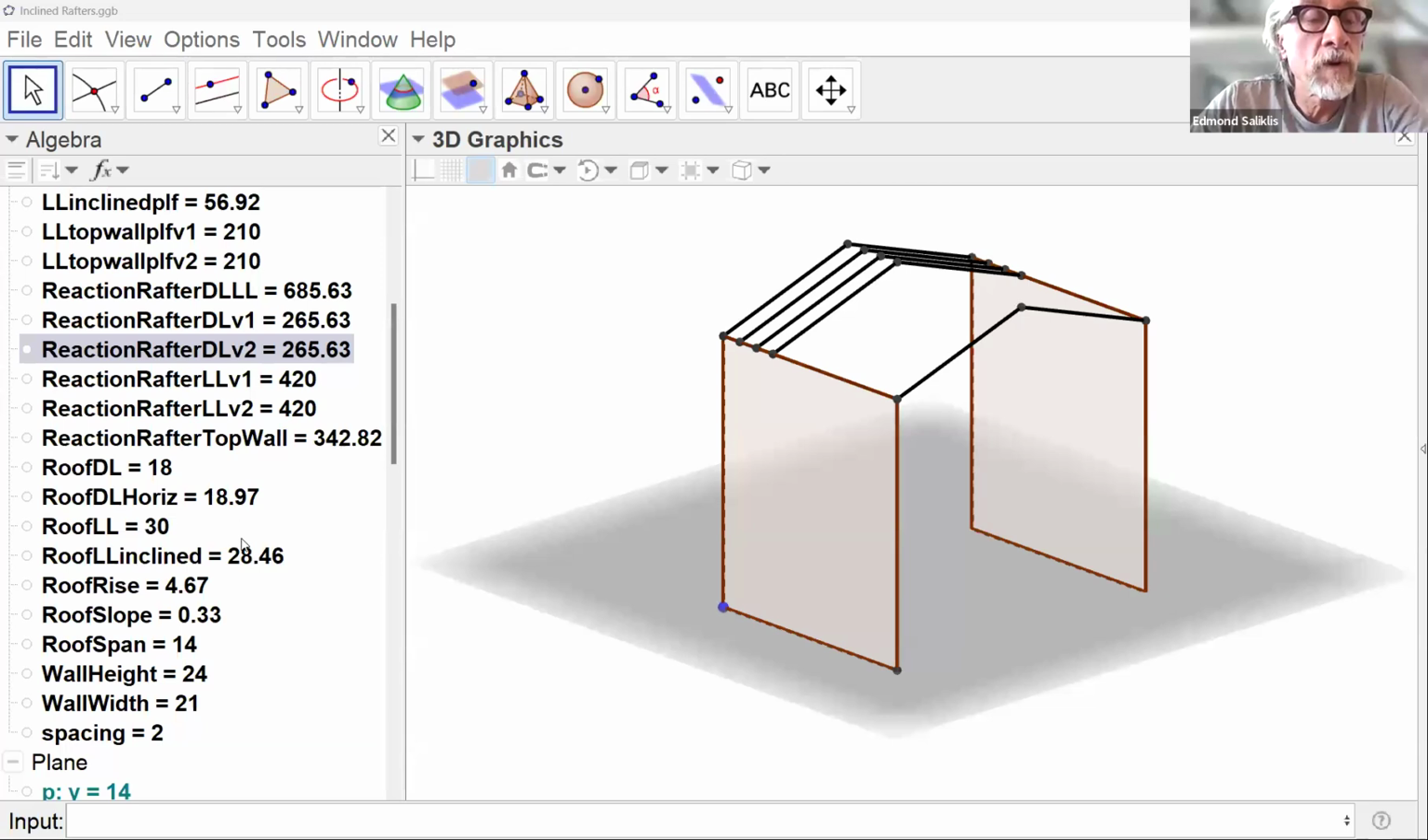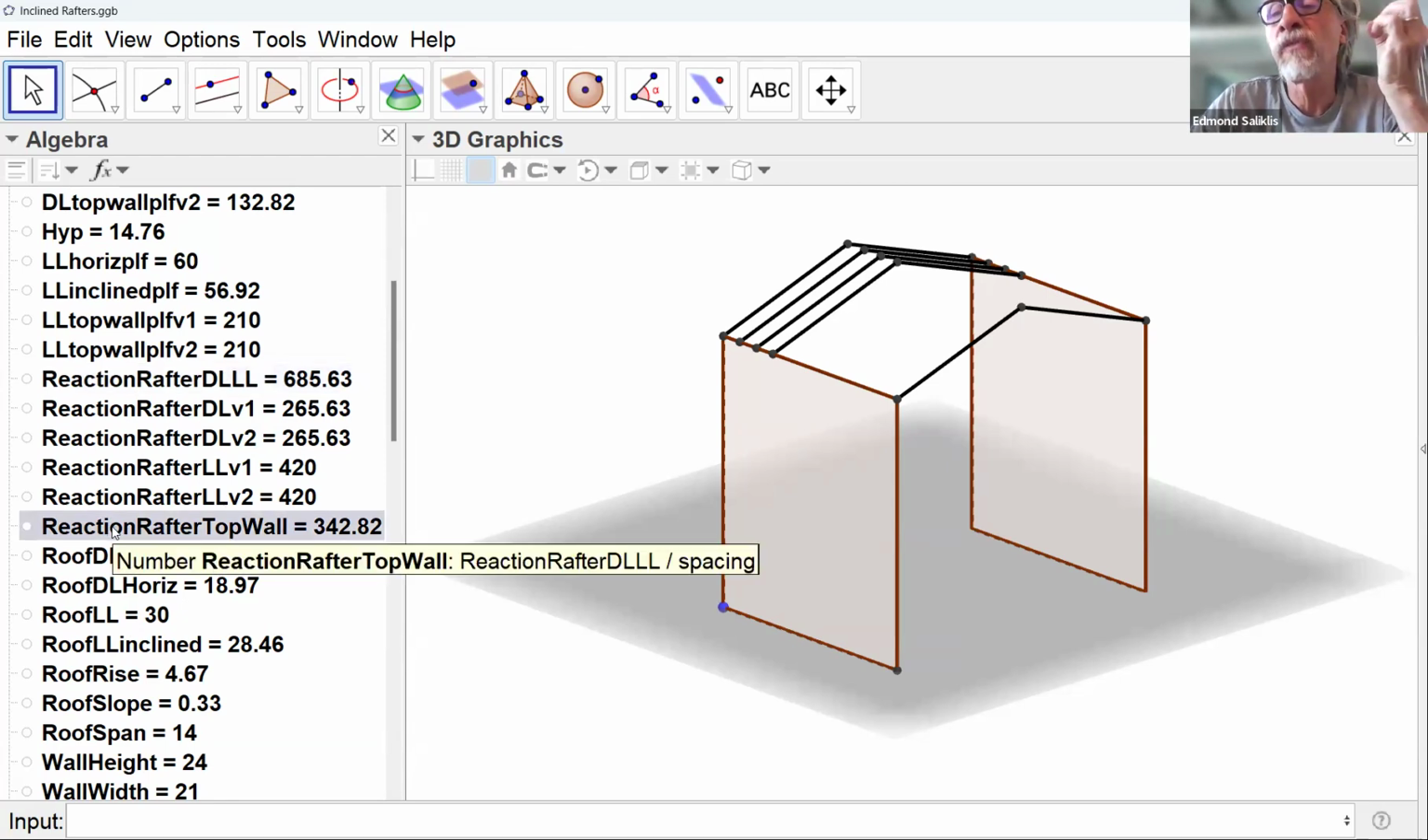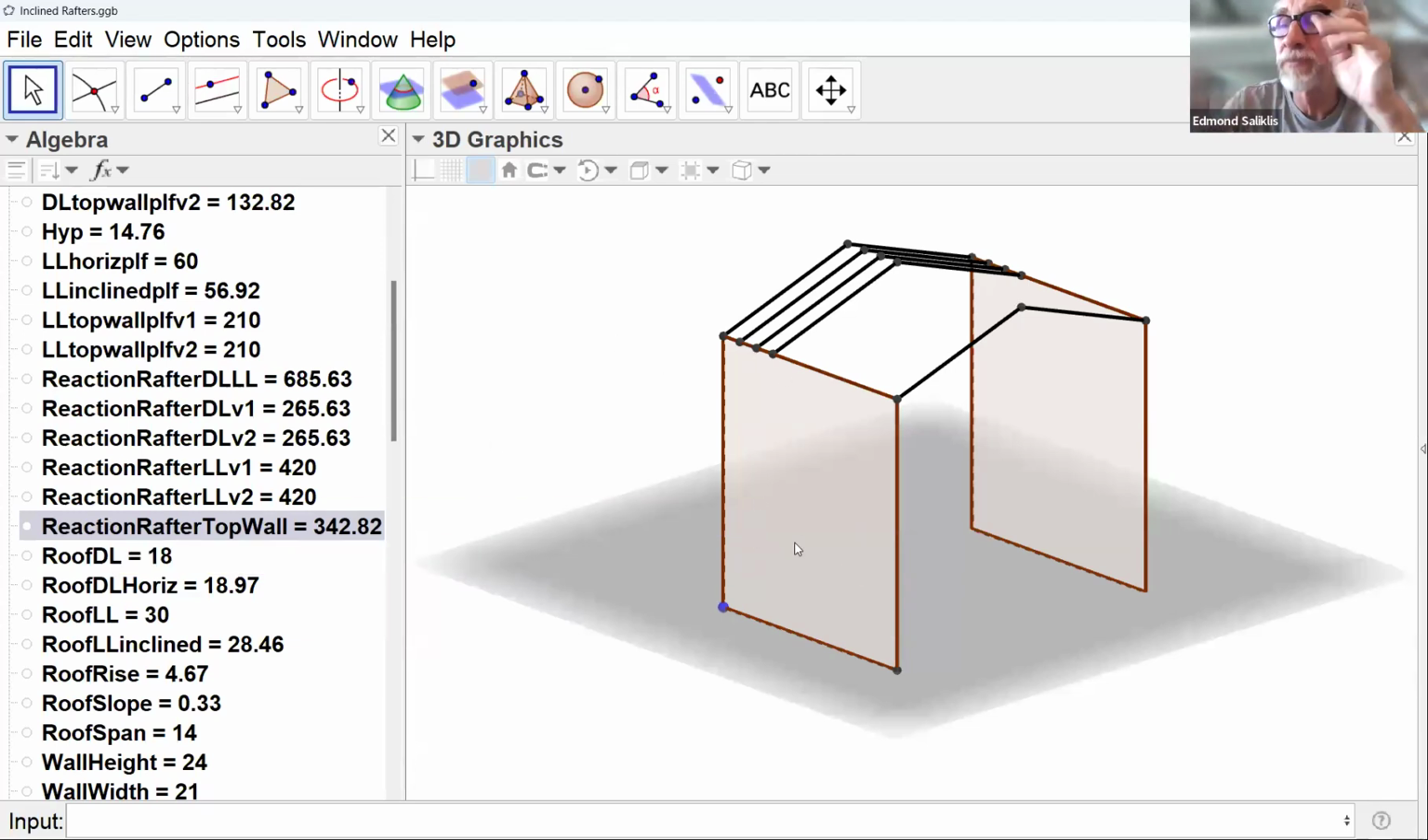Okay, so let me show it to you how I did it in GeoGebra. So I said, this was the reaction. This is a force, not a force per length. It combined dead load and live load, but it is not a force per length. This one is force per length along the top of the wall. So I divide by the spacing. So the width of this wall never comes into the equations.